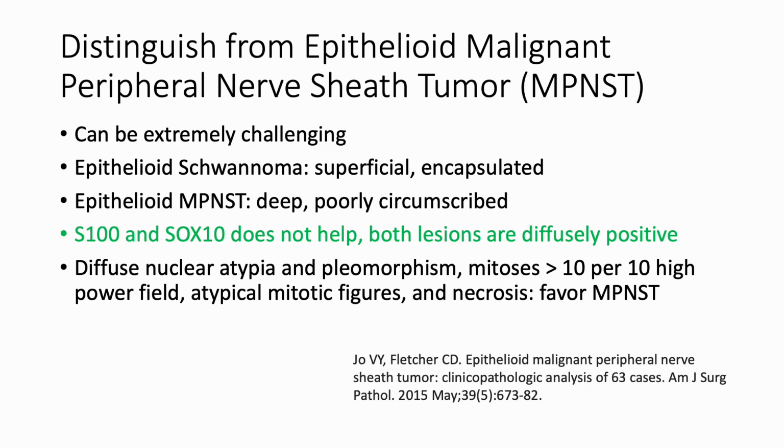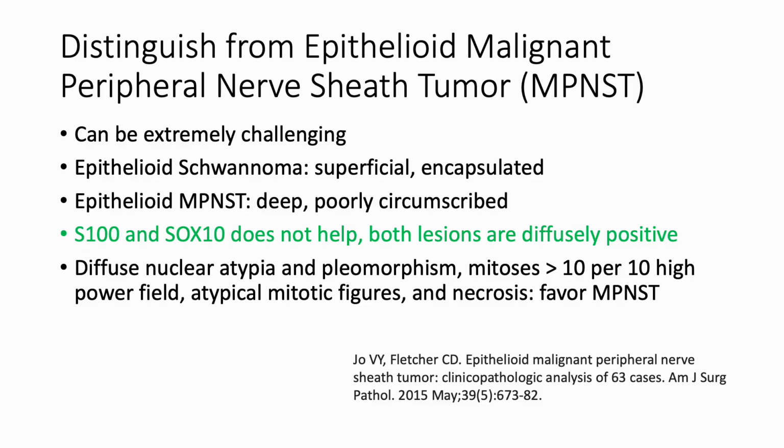Distinguishing epithelioid schwannoma from epithelioid MPNST can be difficult, and misclassification is not uncommon. General tendencies include: epithelioid schwannoma is usually superficial, well circumscribed and encapsulated, while epithelioid MPNST is typically deep-seated and often poorly circumscribed. However, these features are not absolute. Some epithelioid schwannomas arise in visceral organs and can be large, while some epithelioid MPNSTs can occur in the dermis.